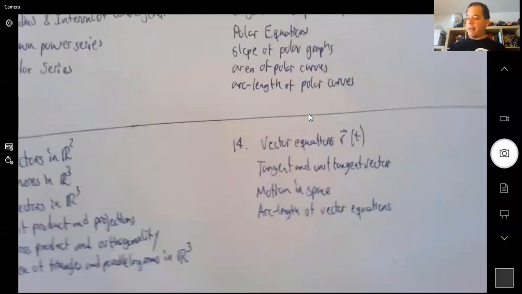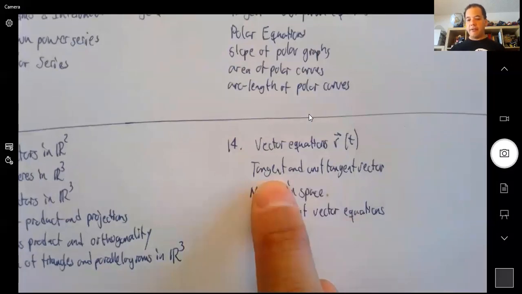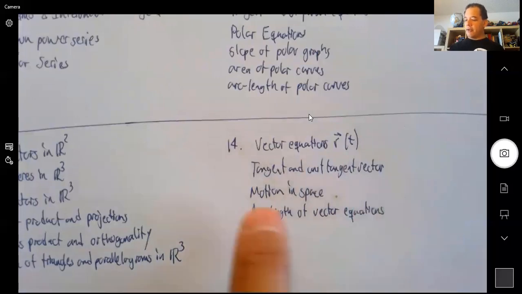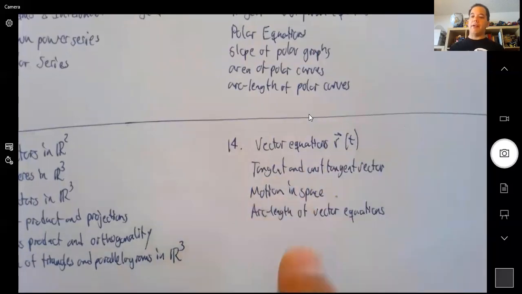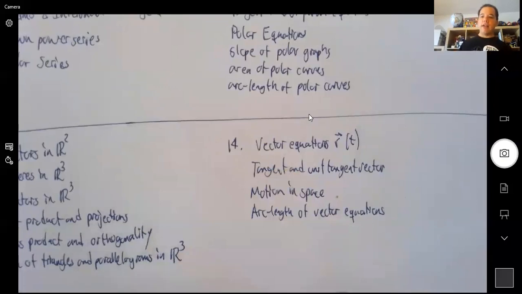Then we moved to vector equations, a little bit in anticipation of multivariable calculus. We learned how to figure out the tangent vector to a vector equation, the unit tangent vector just by dividing by its magnitude, how we can use these vector equations to describe motion in space, and how the derivative means the velocity and the second derivative means the acceleration of that object or particle that is moving in three-dimensional space. And as our last topic, we figured out the arc length of a curve described by one of these vector equations. Okay, so that is it in a nutshell.